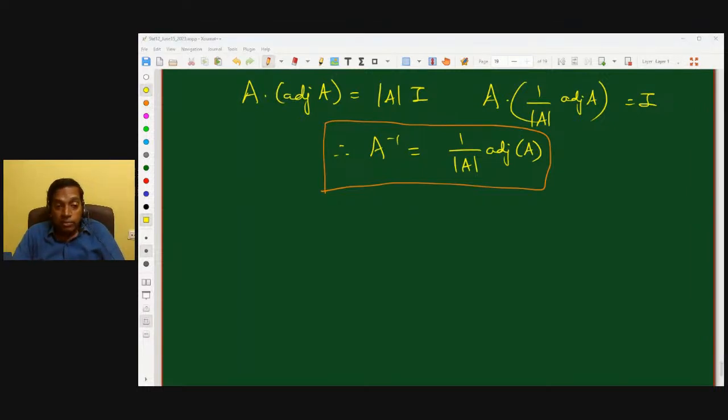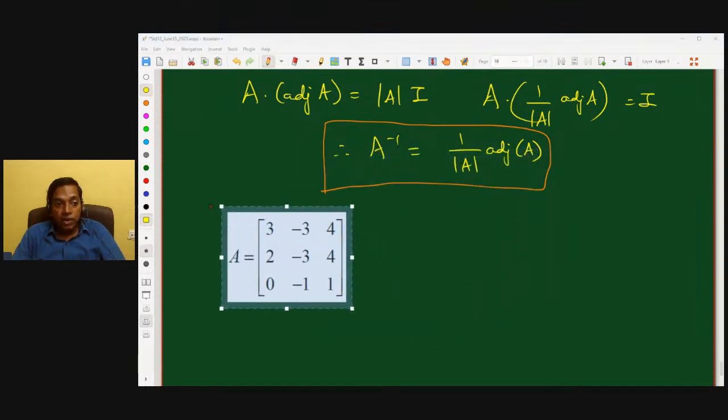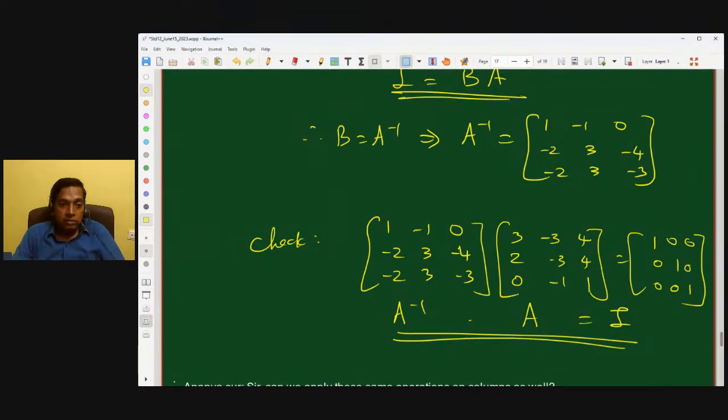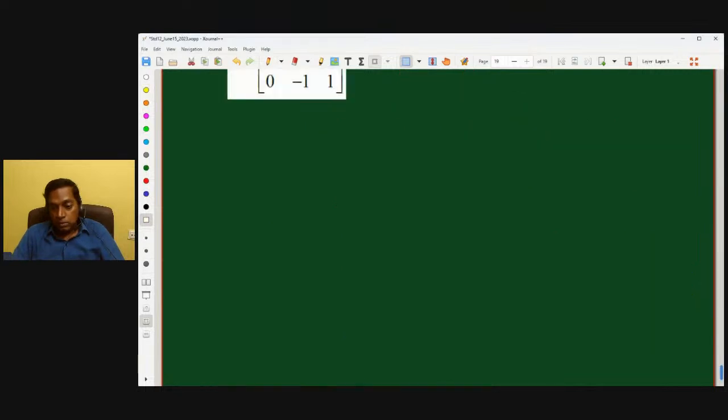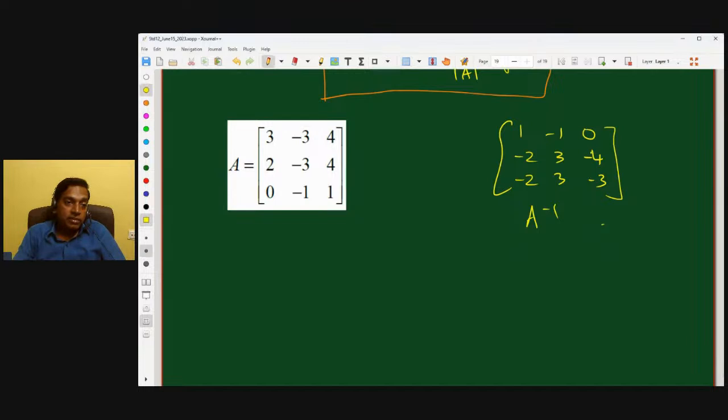Now let's do it for the 3 by 3 matrix for which we just found the inverse. The same 3 by 3 matrix, and you be the judge of which is the easier method. So this was the A matrix, and the inverse we calculated using row operations. Let's check. Inverse using adjoint: first, let's find the adjoint.